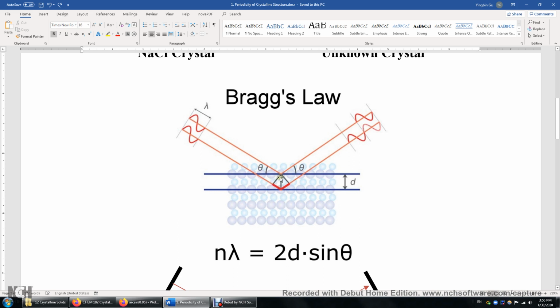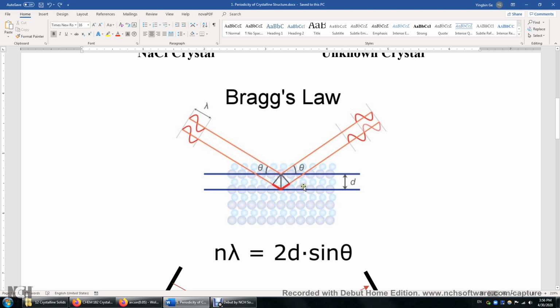What about this one, d cosine theta? But we don't care about this one. So d sine theta. This one is also d sine theta. Therefore, the second beam has traveled a little bit longer distance. How much longer? 2d sine theta. 2d sine theta.